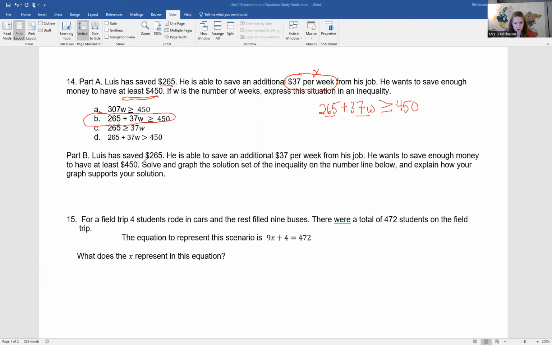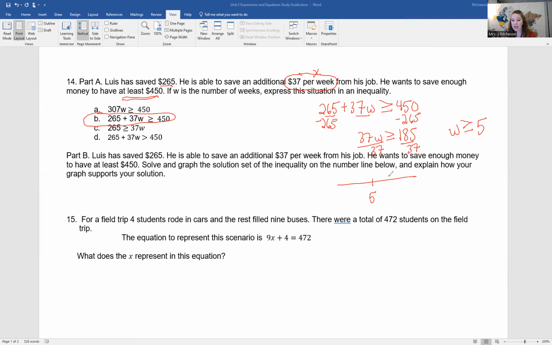All right, so we're going to graph it. Oh, so we have to solve it to graph it. All right, so we're going to subtract 265. So we have 37 times the number of weeks is greater than or equal to 450 minus 265, which is equal to 185. And then we're going to divide both sides by 37. So 185 divided by 37 is 5. So the number of weeks must be greater than or equal to 5. So he's got to save money for 5 weeks or more.